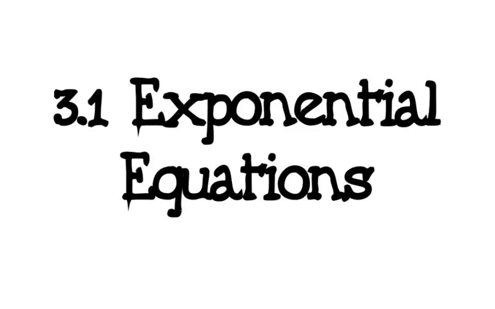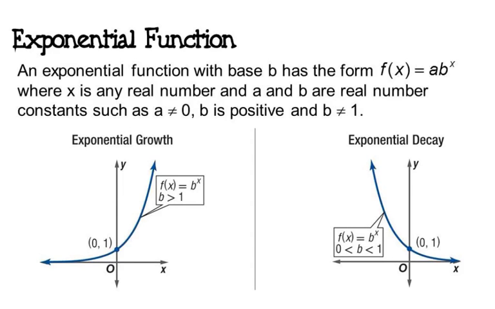3.1 on exponential equations. So an exponential function has a base of b and is in the form f of x equals a times b to the x power. X is a real number and a and b are real number constants. A cannot equal 0 and b is positive and cannot equal 1.